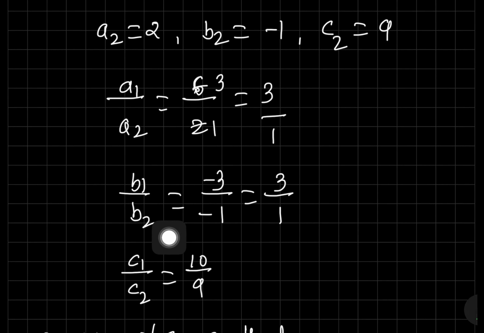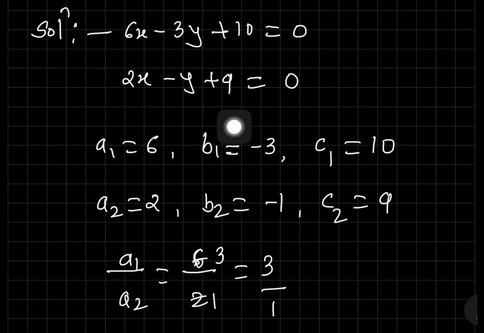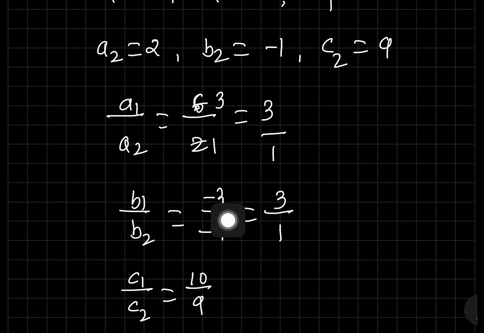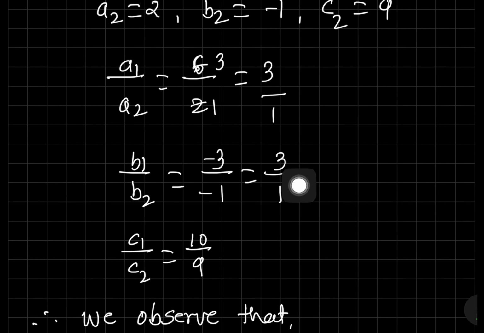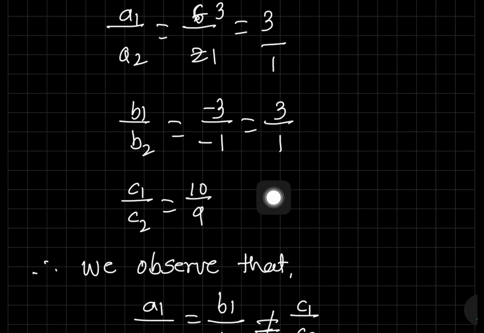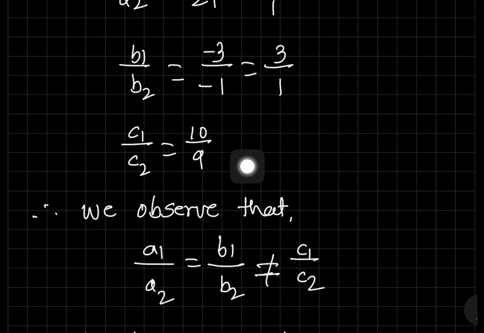Then here again b1 upon b2. Here minus sign is there, for both minus sign is there. b1 minus 3, b2 minus 1, so minus sign will come. Minus minus becomes plus, so it is 3 upon 1. c1 upon c2, 10 upon 9. Further we can't divide, this is only the reduced form.